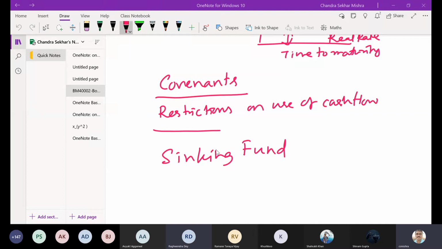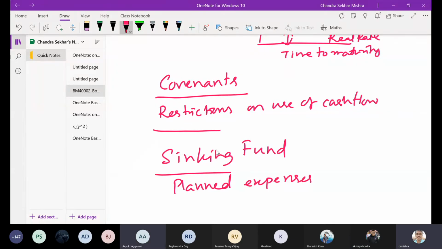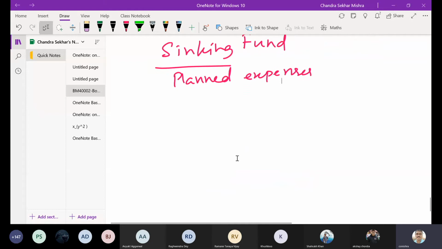Tell me, procurement. Use that. Sir, for planned expenses? Pardon? For planned expenses? Give an example. So retirement. Bonus, yeah. Whose retirement? Your retirement. I'm talking from the company's point of view. Tell me, how does retirement come here?